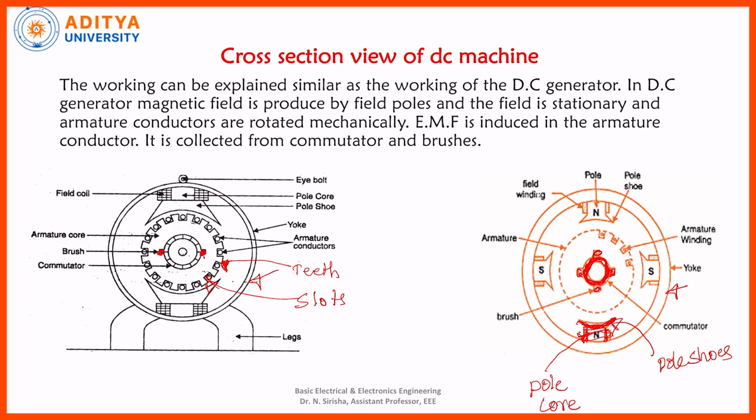These form the brushes. All the armature conductors are connected to the commutator lugs and from the commutator lugs to the brushes. External supply is taken from the brushes to the external circuit. This is the overall construction of a DC machine, right?